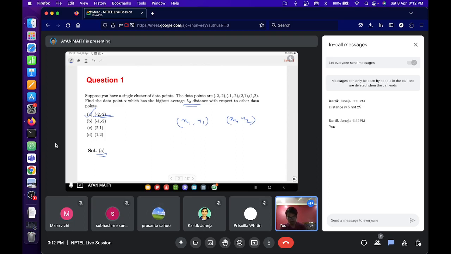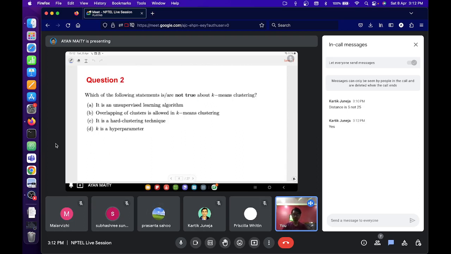Okay, so let's move on to question 2. This is on k-means clustering. Which of the following statements is or are not true about k-means clustering? So you have to find out which statement is not true. There might be multiple correct answers, so is or are not true.